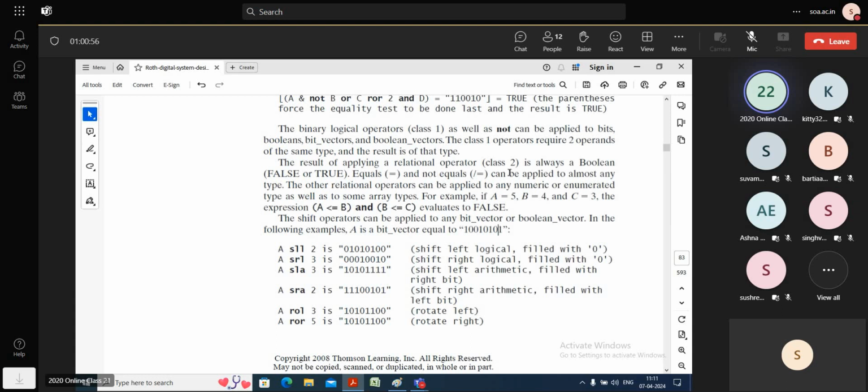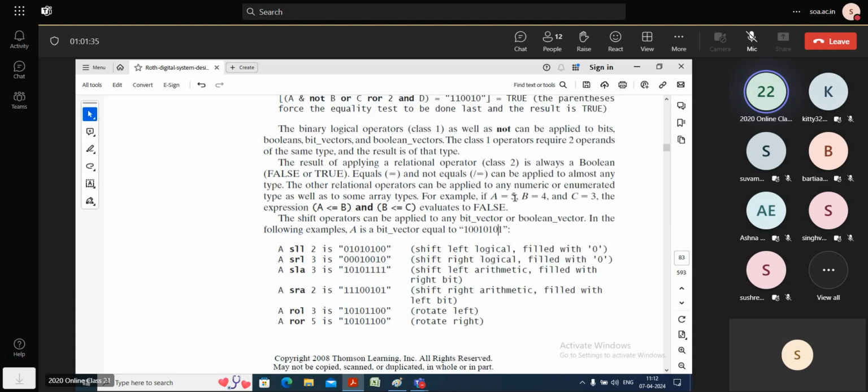As you know, the result of a relational operator is always Boolean, that is, either true or false. For the relational operators equal and not equal, these can be applied to almost any of the data types. But the other relational operators like less than or equal, greater than or equal, can be applied to any numeric or enumerated types, and also to array types.